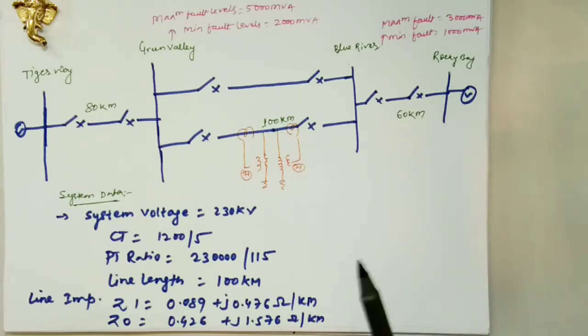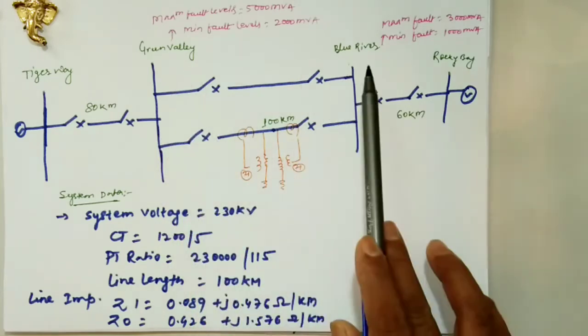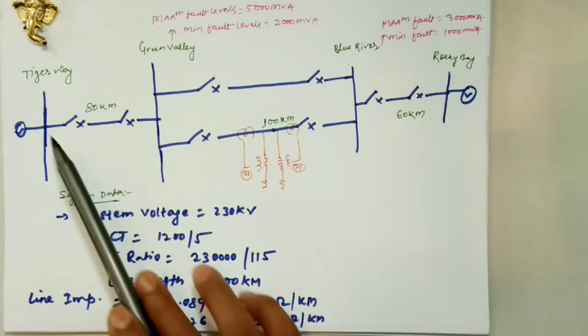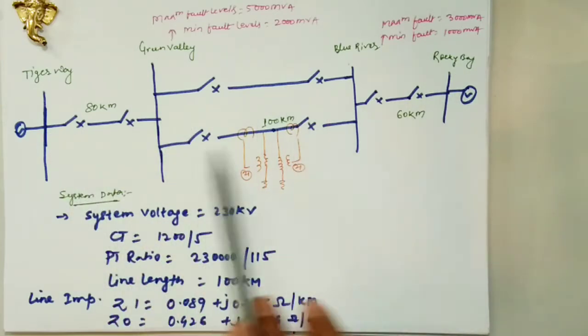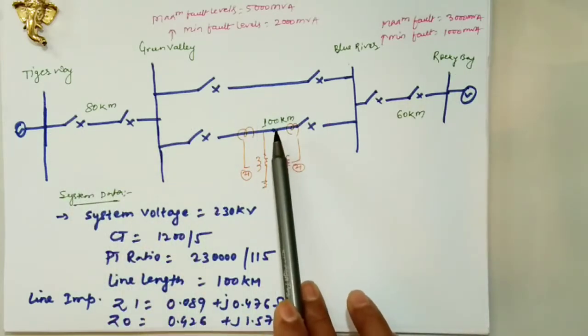So here you can see that we have a double circuit line. We have named the line Green Valley line, Blue River line. This is Rocky Way line. This is Tiger Way line. The length of this line that is to be protected is 100 kilometer.